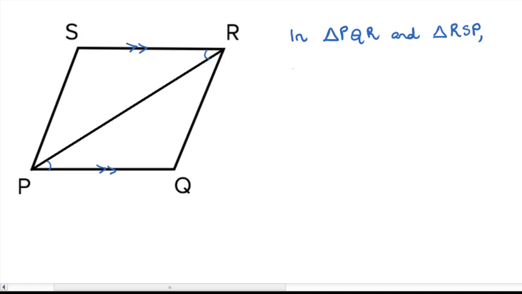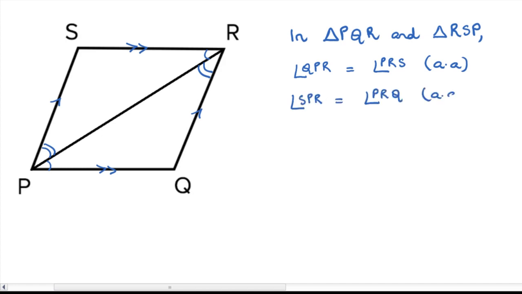So what can we say about alternate angles? That they are equal. So angle QPR equals angle PRS. Similarly, PS is parallel to QR and again PR is a transversal. तो angle SPR equals angle PRQ क्योंकि both of them are alternate angles. And both the triangles share a common side PR. So PR equal to PR.